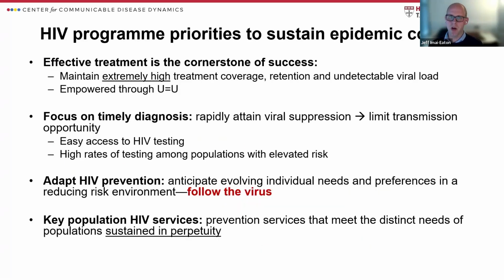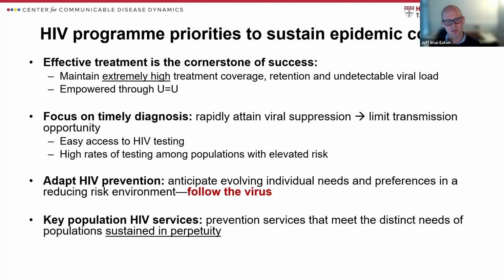And so just to summarize some of the priorities for HIV programs to sustain epidemic control. Firstly, effective treatment is really the cornerstone of our sustained success. We need to maintain extremely high treatment coverage, retention, and undetectable viral load, really empowering individuals for this through U=U, bringing an alignment of individual health and our population epidemiological outcomes. Second, we need to continue to focus on timely diagnosis, rapidly attaining viral suppression to limit transmission opportunities, ensure that we have easy access to HIV testing for everyone who needs it, as well as high rates of testing amongst populations with elevated HIV risk.